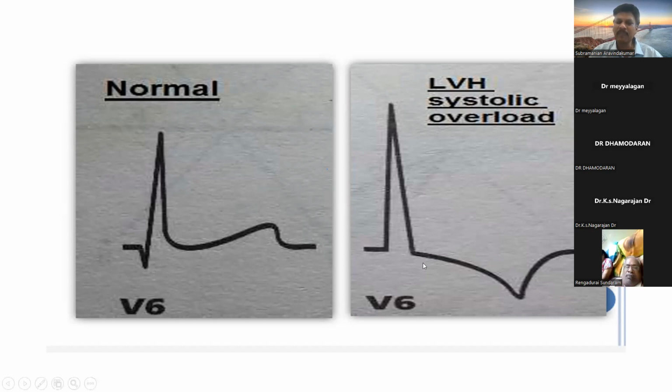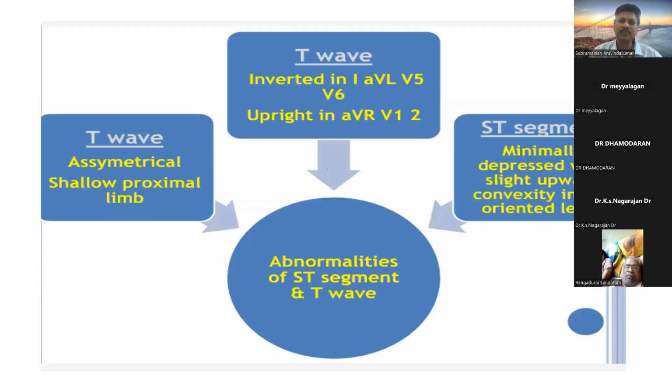ST depression. Here the ST segment, you look into it, it is convexity upwards. It is not concavity, it is convexity upwards with a T wave inversion. This is what happens in a systolic overload. What will happen to the ST segment and T wave? The T wave will be inverted. Secondary STT change will be there.